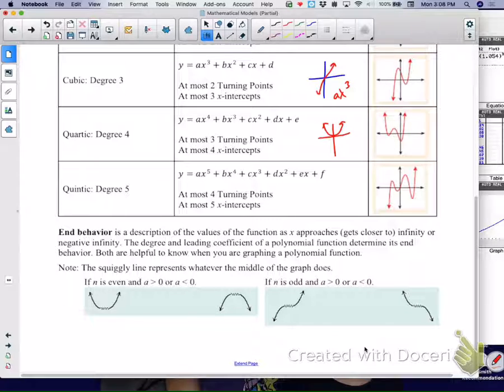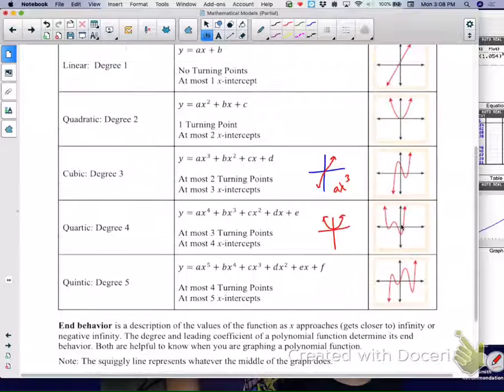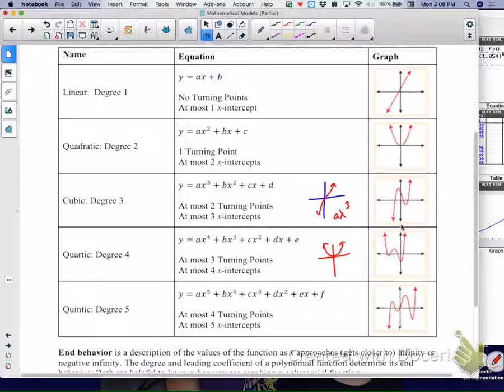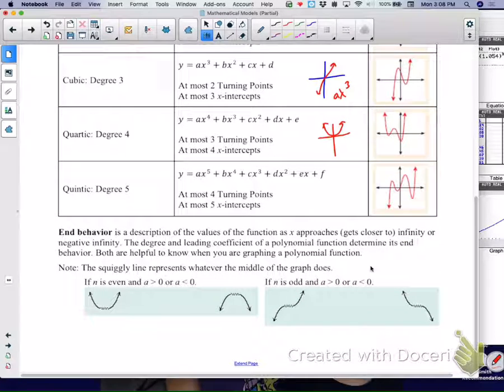So in all of our equations up here, our leading coefficients are a, and they're all in order, okay? So that is the first thing you want to look at. Make sure that your equations are in order. So if your n, your degree, is even and your a value is greater than 0, which means positive, your graph's going to look something like the one on the left. If it's negative, it'll look something like the one on the right.